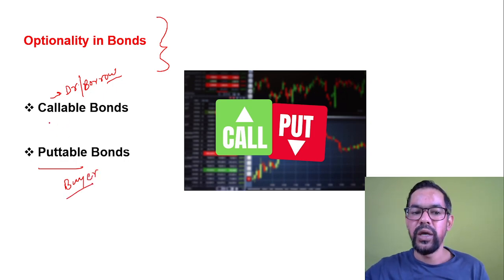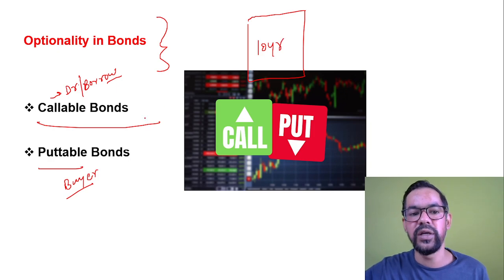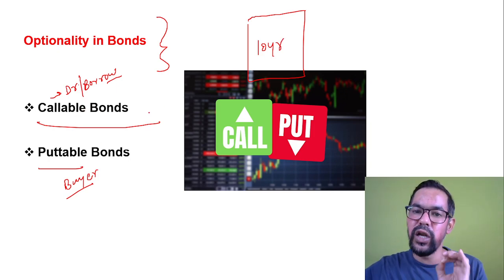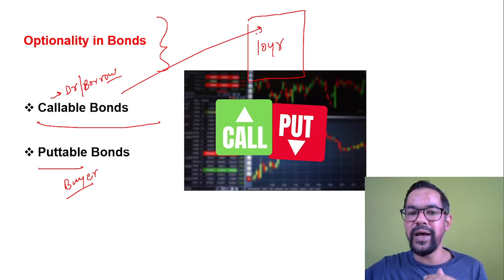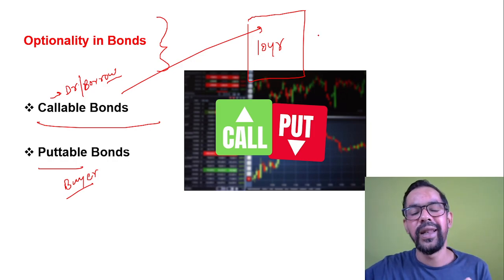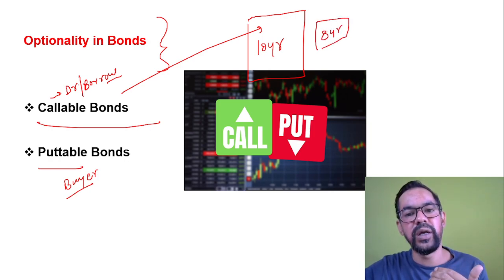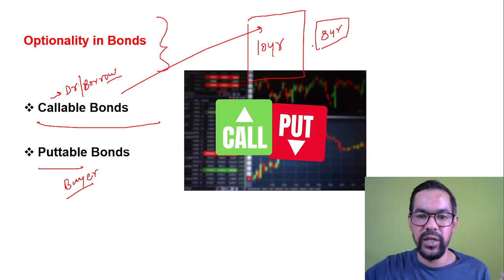In case of callable bonds, let's say the maturity period of a bond is 10 years. If it is a callable bond, the issuer has the right; they can call this particular bond prior to maturity. They can pay out customers or the investors within 10 years. They can make the payout in 8 years, 5 years, or any other time duration.